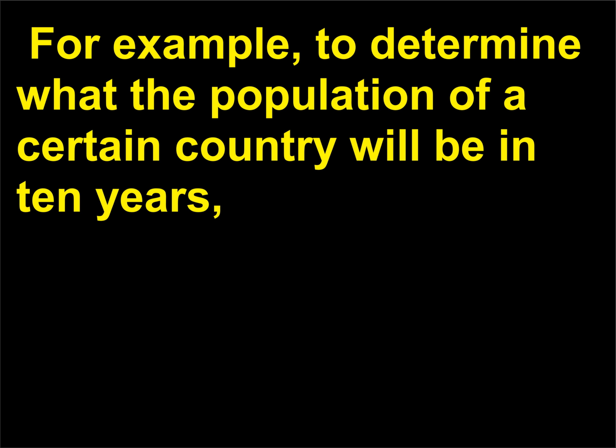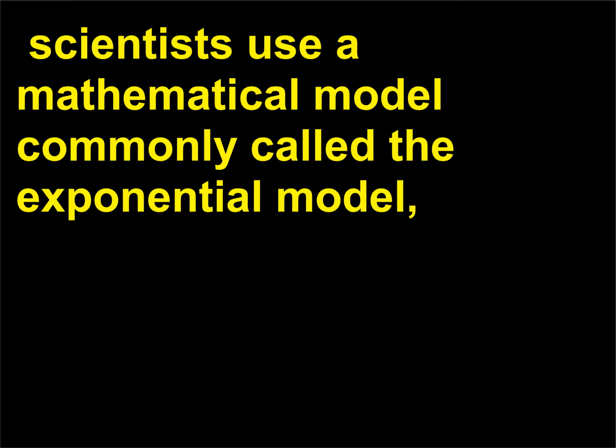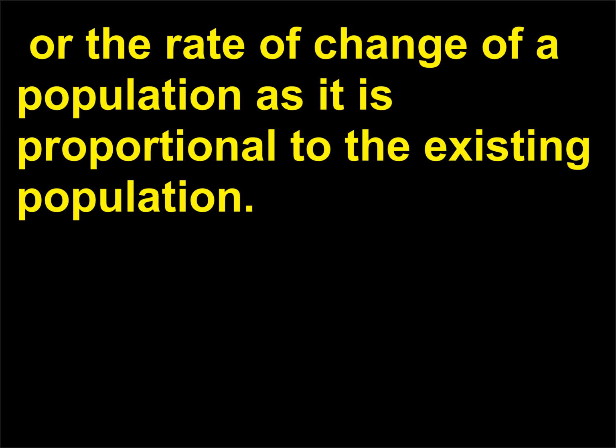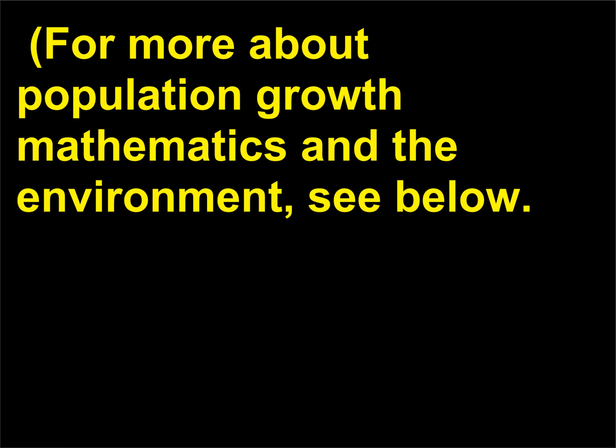For example, to determine what the population of a certain country will be in 10 years, scientists use a mathematical model commonly called the exponential model, in which the rate of change of a population is proportional to the existing population. For more about population growth mathematics and the environment, see below.